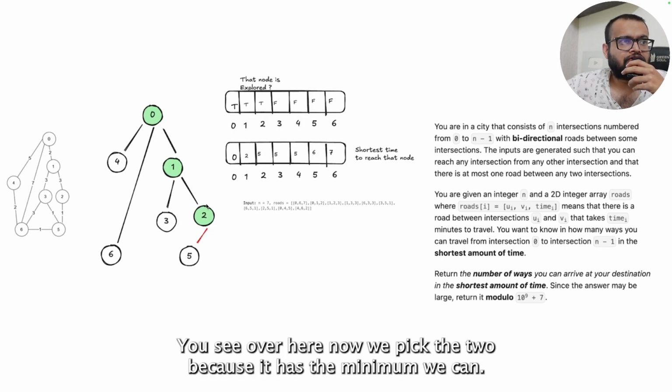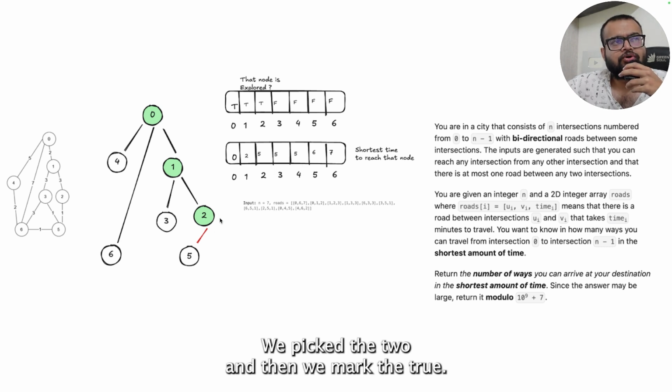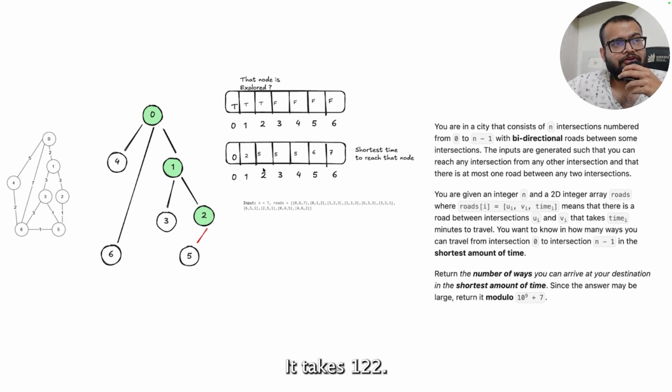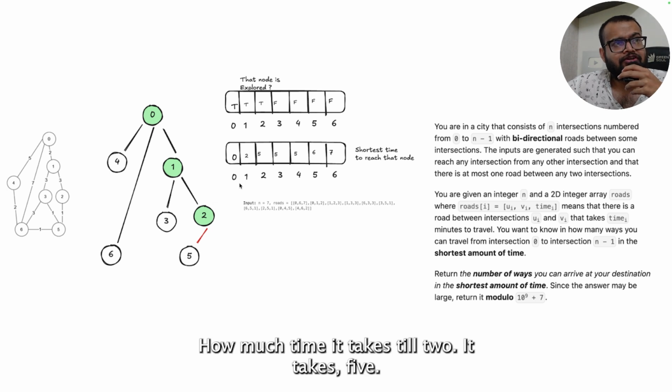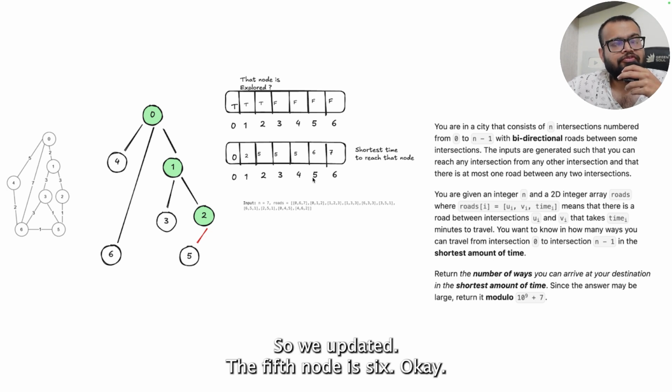You see over here, now we pick the 2 because it has the minimum. We could have picked any of these out of 2, 3, 4. We picked the 2, and then we marked it true, and then we explored from 2 to 5. From 2 to 5, how much time does it take? 1. Till 2, how much time does it take? Till 2 it takes 5. So 5 plus 1 is 6. So we updated the fifth node as 6.